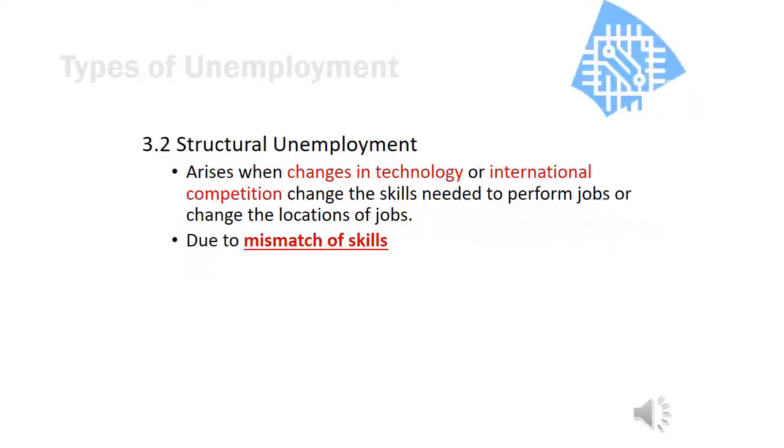Now, structural unemployment is a very serious form of unemployment where there's a mismatch of skills. A mismatch of skills is when what you know or your experience becomes outdated. It's no longer needed in the industry. This occurs when there's a change in technology, or your industry is no longer there, perhaps moved to another country, and what you know and what your experience was is no longer needed. So you become structurally unemployed.